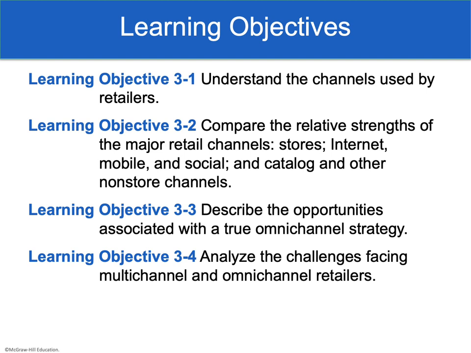As well, we have only three objectives. We are going to delete the fourth one. The first objective: understand the channels used by retailers. The second: compare the relative strengths of the major retail channels, stores, internet, mobile and social, catalog and the other non-store channels. Third: describe the opportunity associated with a true omni-channel strategy. Fourth, as I mentioned, will be deleted.